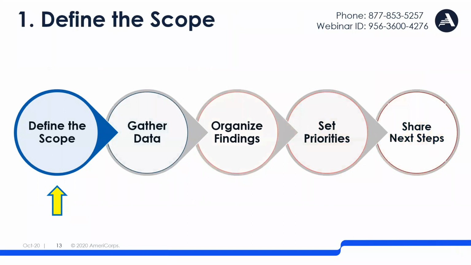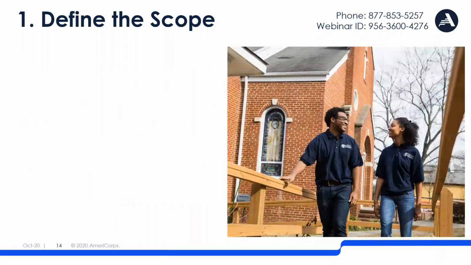So the first step of your assessment is to define the scope. And this step is going to set the tone for all of your assessment activities. Defining the scope begins with naming the problem. Community problems represent conditions in our community that negatively impact quality of life. So this could include issues like child abuse, crime, pollution, health disparities, hunger, inadequate housing, lack of jobs, etc.